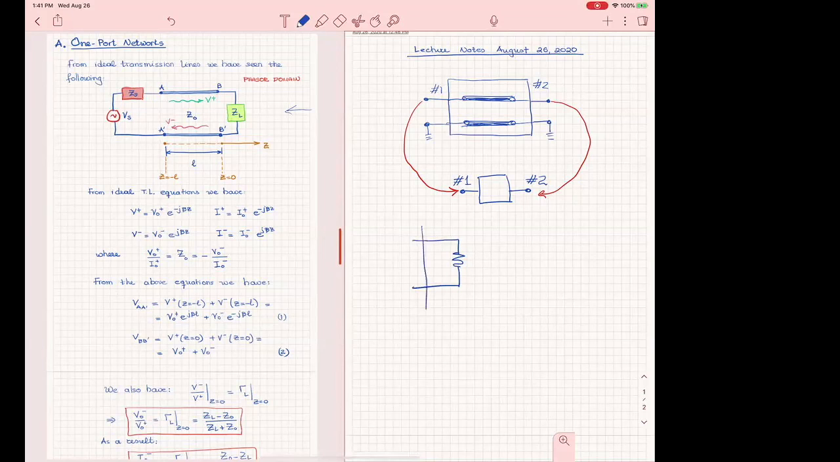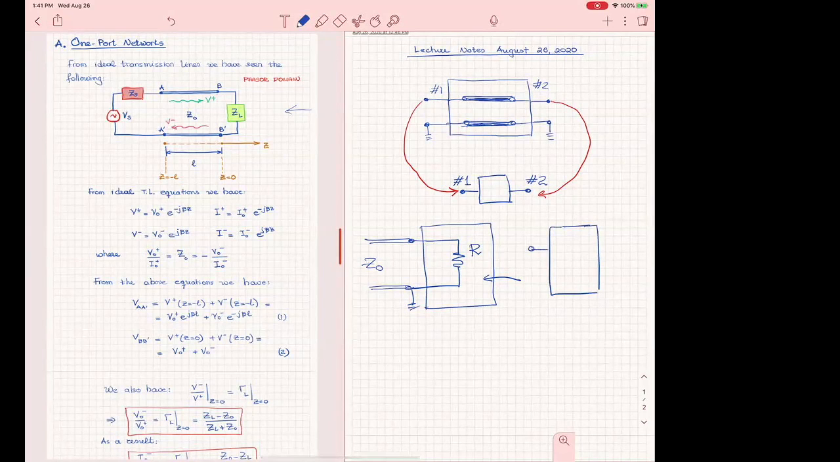That's a one port network. You have just a resistor grounded here, and usually the networks are connected to transmission lines. Those transmission lines have characteristic impedances, which we show like Z0. In any case, this one here is a one port network. So it's something like this, and inside here, it's a resistor.